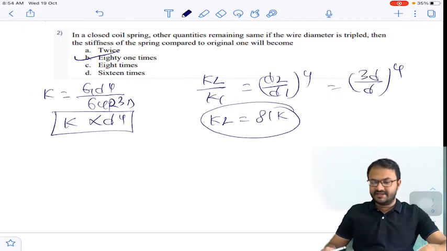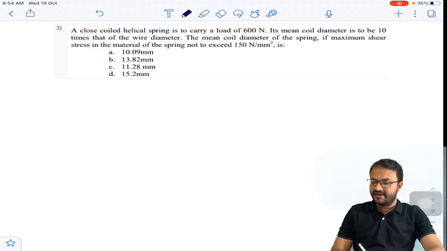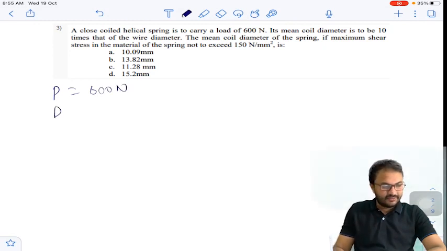Coming to question number 3 of the assignment. So, a closed coil helical spring is to carry a load of 600 Newton. Its mean coil diameter is to be 10 times the wire diameter. The diameter of the wire of the spring is, if the maximum shear stress in the material of the spring should not exceed 150 Newton per mm square. So, we need to calculate the diameter. It is given P is equal to 600 Newton and D is equal to 10d, tau max is equal to 150 Newton per mm square.